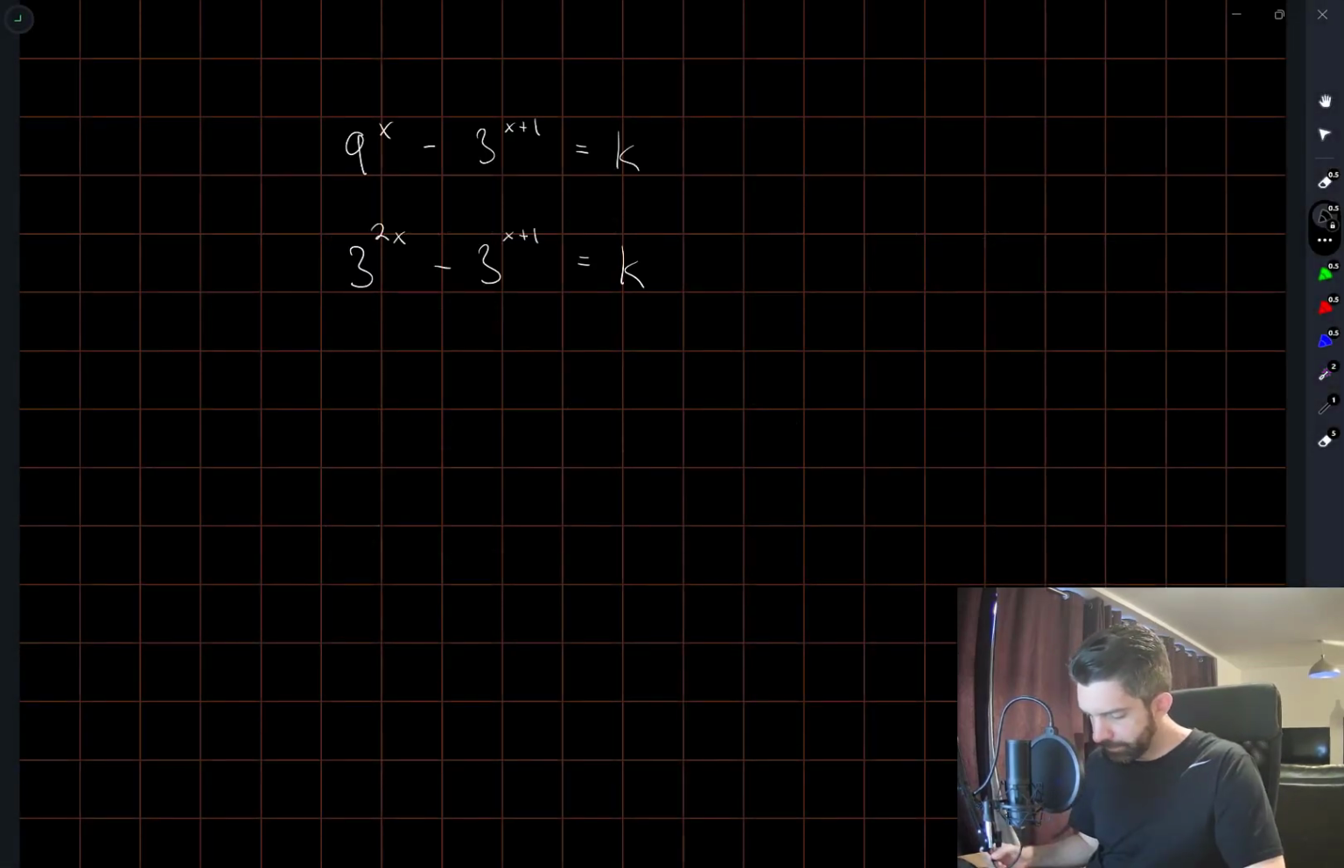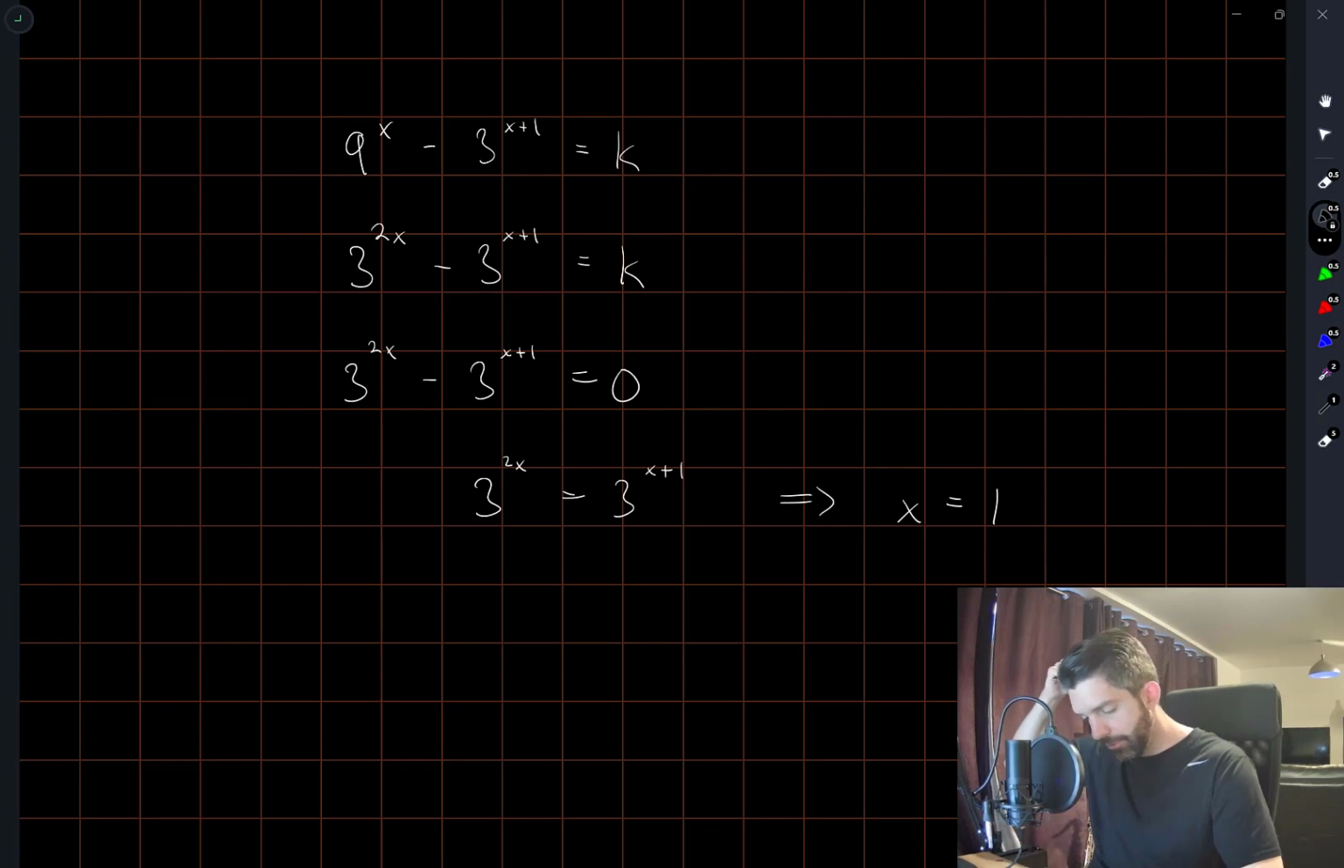Well, I can see right now that if k is equal to 0, we're looking for 3 to the 2x is equal to 3 to the x plus 1. This implies x is equal to 1, right? Then on the left-hand side, we have 3 to the 2. On the right-hand side, we have 3 to the 2. Oh, but k equals 0 is not one of the options.